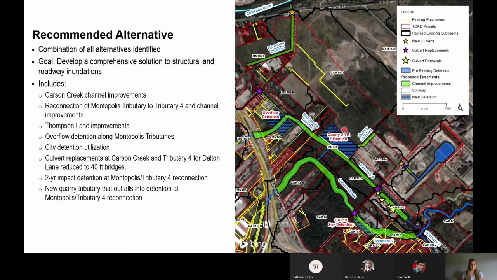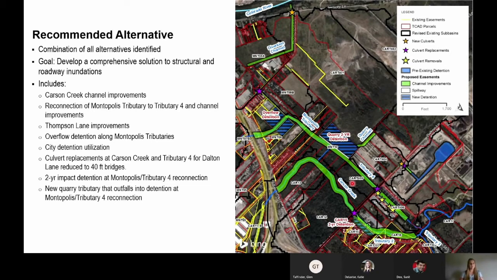We did look at reconnecting Montopulous tributary and kind of putting all the flow through Carson, but the channel gets so large that down here it's too big and you start impacting structures in this area that weren't even inundated in the first place. So we knew that we had to reconnect Montopulous tributary to tributary 4.